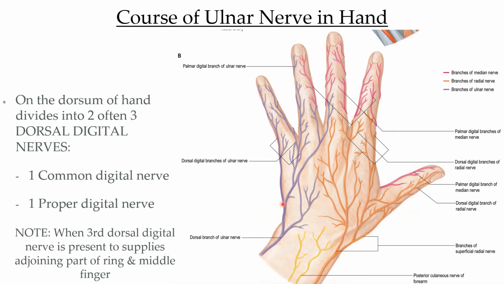The second is the common digital nerve. This common digital nerve will then proceed and divide into dorsal digital nerves. The dorsal digital nerves will then innervate the skin over the adjacent part of the dorsum of the fifth and fourth digits, and this will provide cutaneous nerve supply to the skin over the dorsal side of the third and fourth digits, that is the middle finger and ring finger.